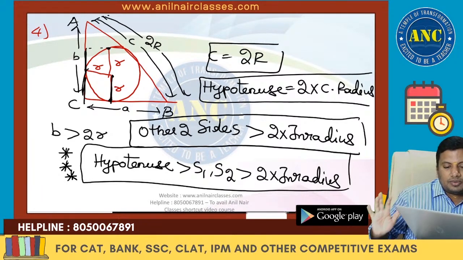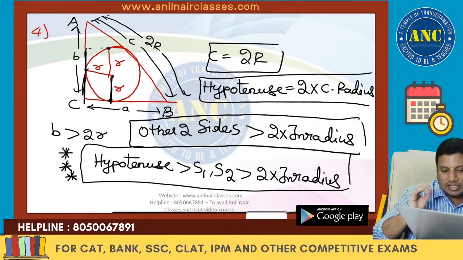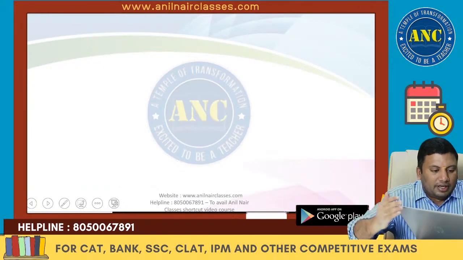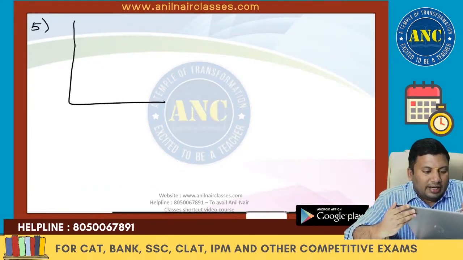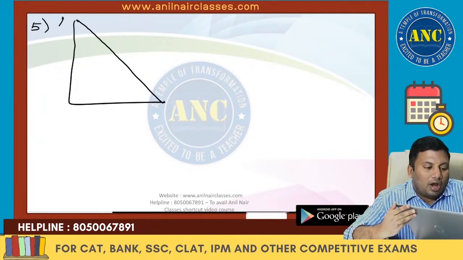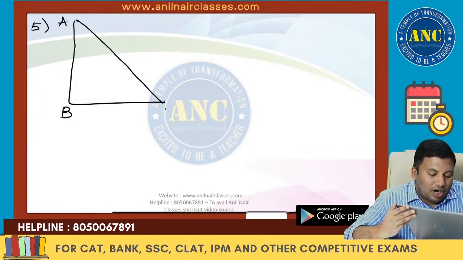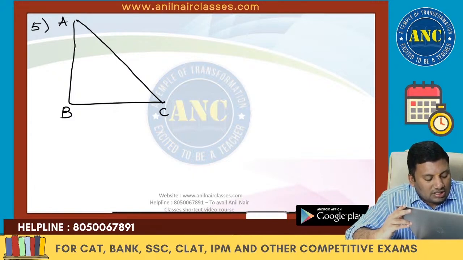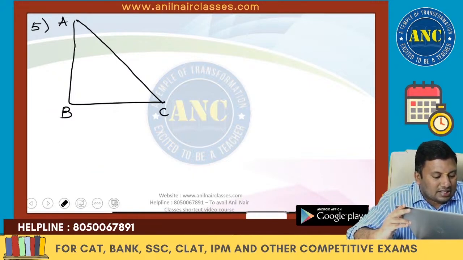When a question comes, I will discuss inradius and circumradius. Another important key point, the fifth key point, in a right angled triangle. I already proved this, so I will not prove it again. Enrolled students, we have already proved it. Here I am taking angle C as 90 degrees.